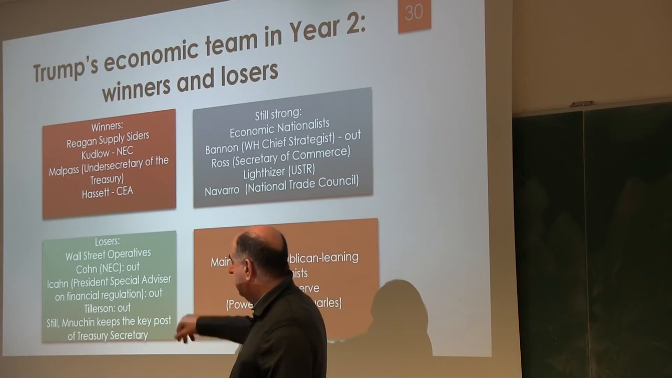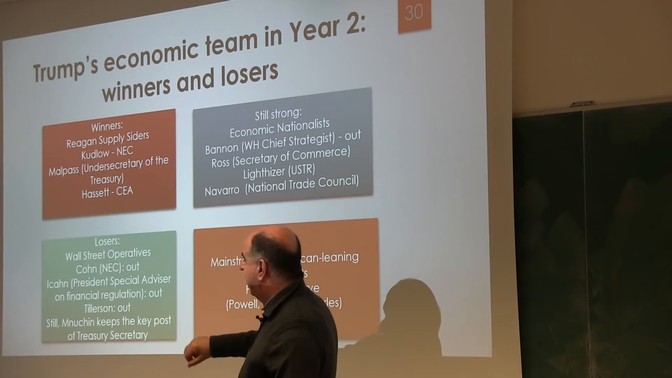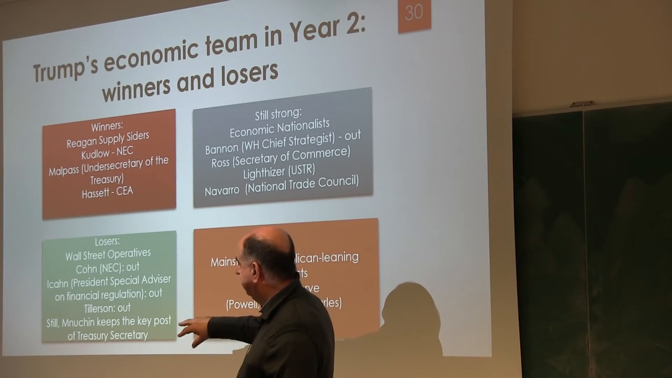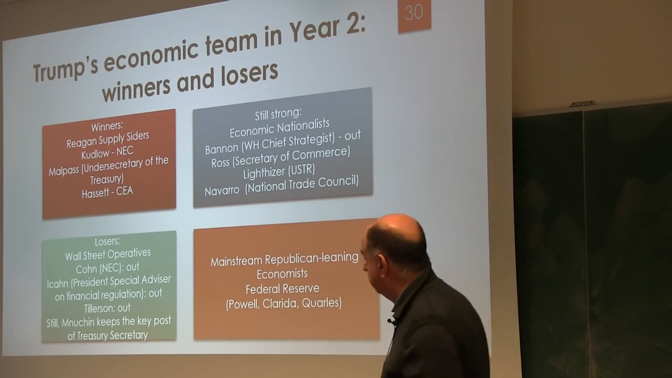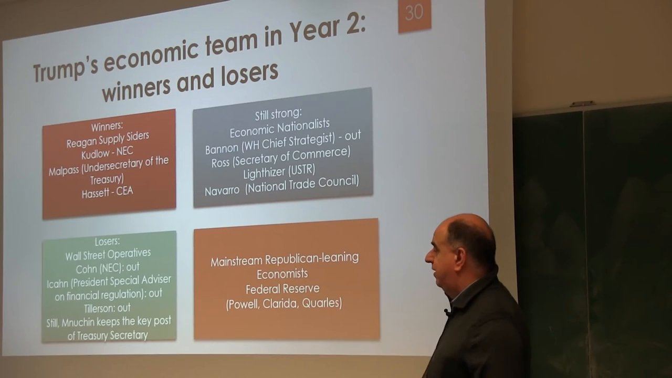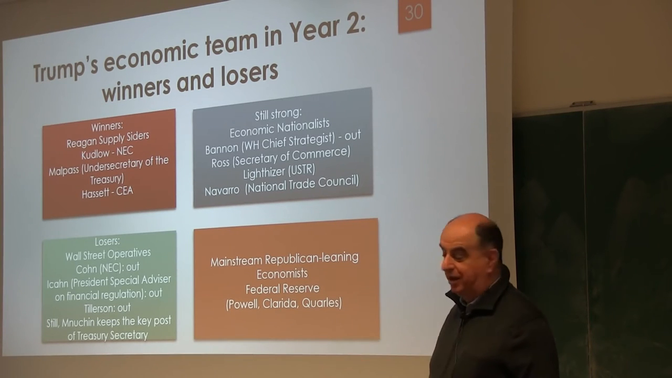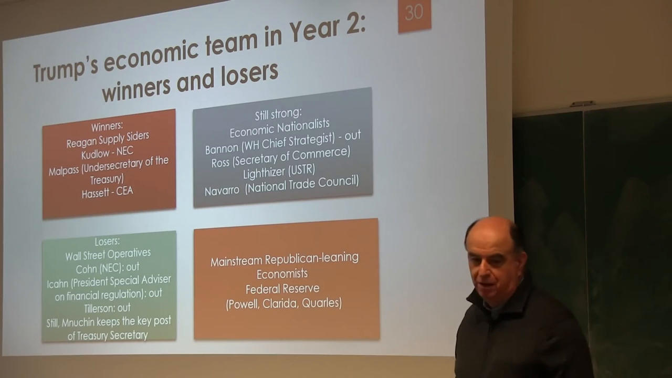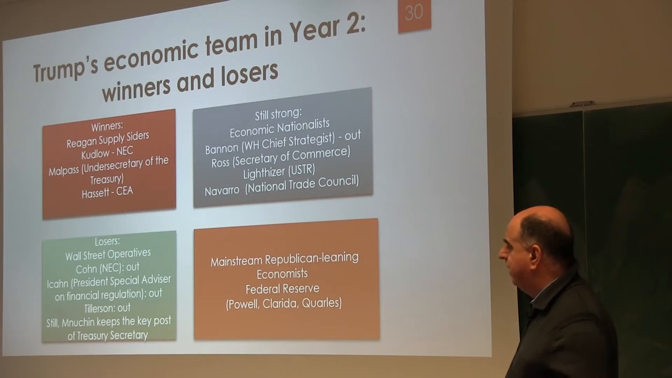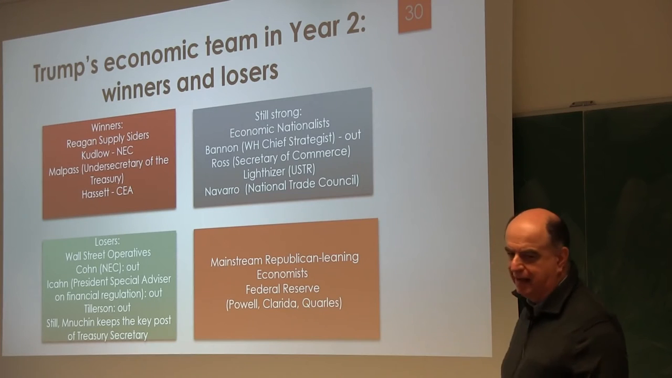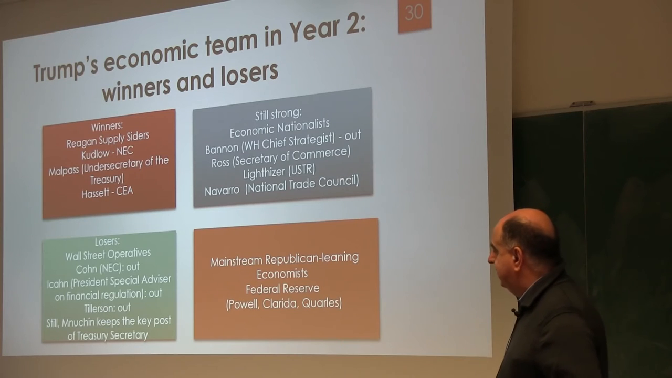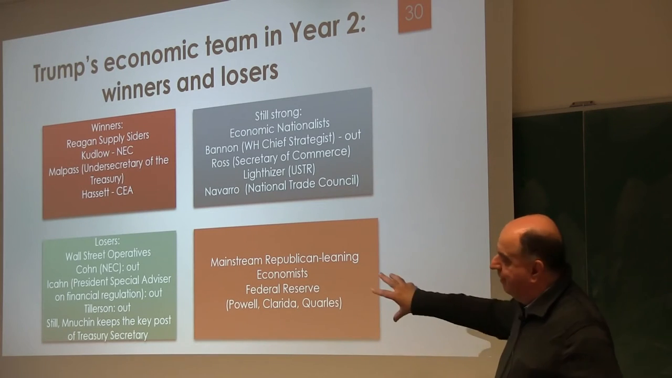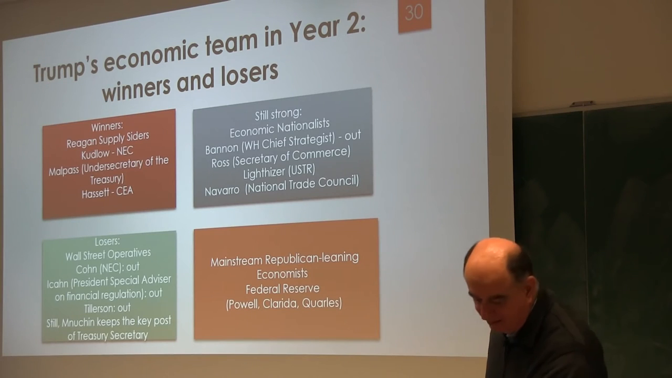The loser seems to be the Wall Street operatives. Cohn is out. Tillerson is out, and they have been quite critical recently in interviews or declarations of the president. Icahn also is out. The only key post that they keep is the Treasury. And the mainstream Republicans have found their place, that is the Federal Reserve. So people like Powell, Clarida, or Quarles are people with a strong academic background and quite good knowledge of monetary policies. They have not changed much compared to the stance of Janet Yellen and the previous board.